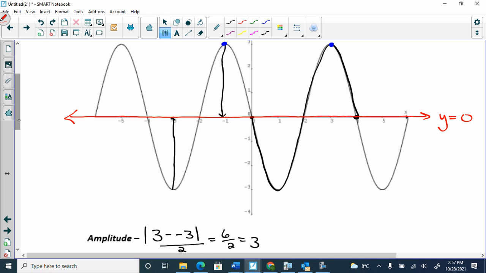Okay. What about this one? -1, or they could actually use +3. I'm going to use -1 because it's the closest. And I need to go to the right.